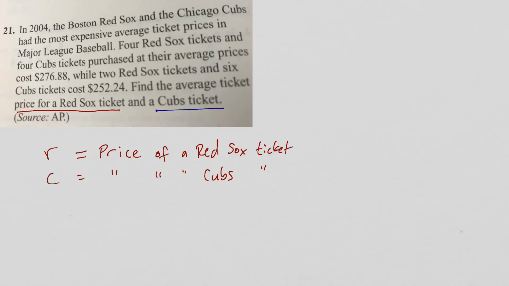Okay. Now, our equations. It says that 4 Red Sox tickets, so 4R plus 4 Cubs tickets cost this.